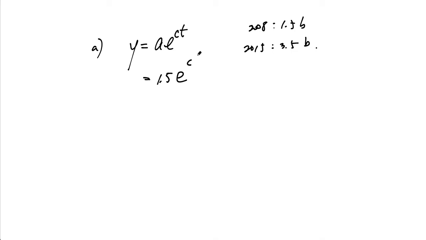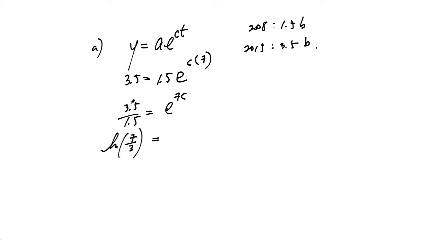T is number of years passed, so 15 minus 8 is 7, and 3.5 is the final population. So 3.5 divided by 1.5 is e to the power of 7c. So if you ln both sides, 3.5 over 1.5 is 7 over 3. If you divide top and bottom by 0.5, that's 7c. So c is 1 over 7 of ln of 7 over 3.